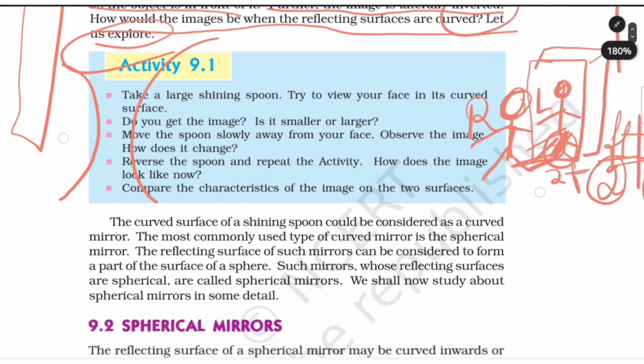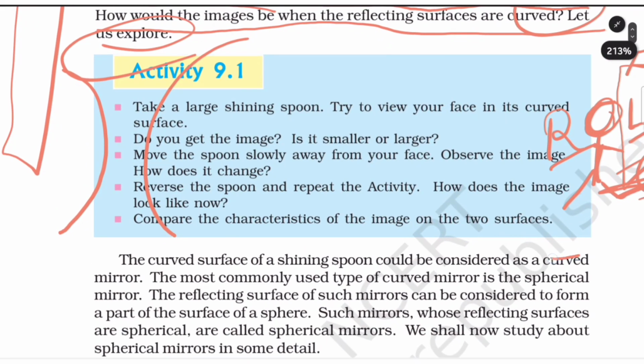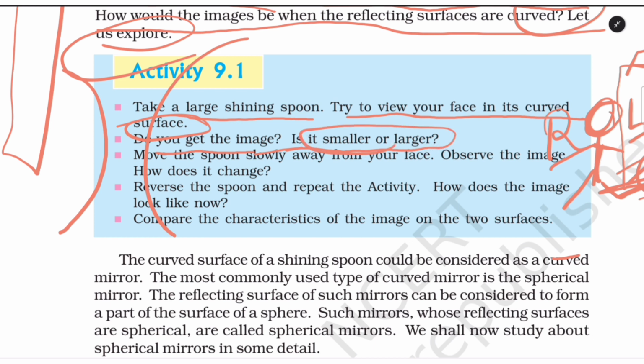See, one activity is given. At home, take a large shining spoon and try to see your face in its curved surface. You have seen spoons, no? You take the spoon and in the spoon you see your face. How do you get the image? Is it smaller or larger?